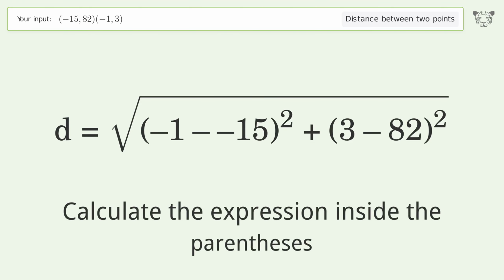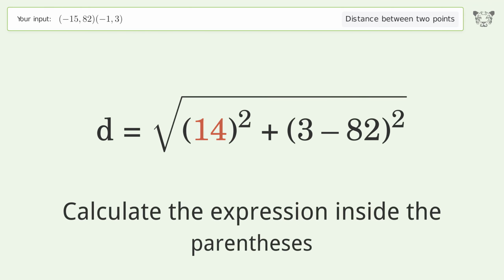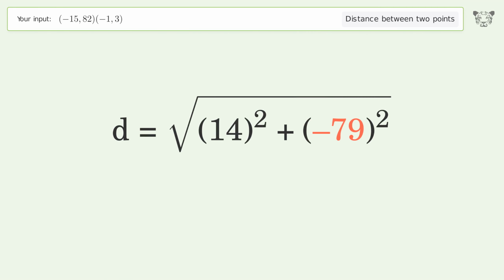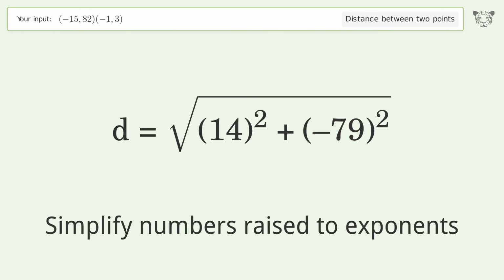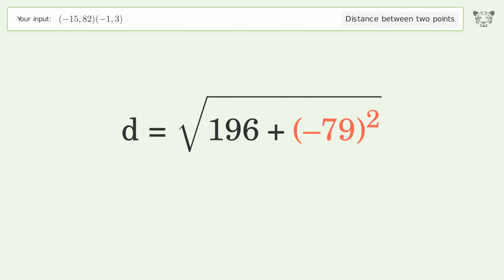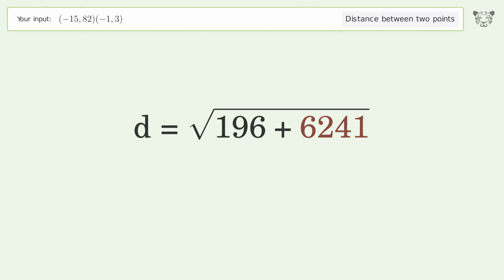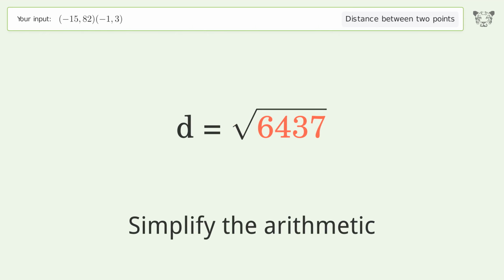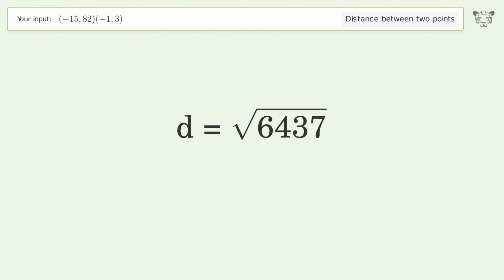Calculate the expression inside the parentheses. Simplify numbers raised to exponents. Simplify the arithmetic. And so the distance between the 2 points is the square root of 6,437, or 80.231.